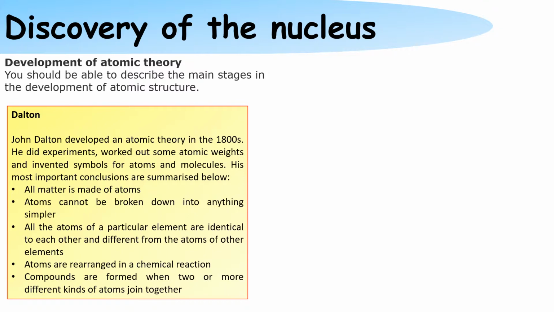Atoms are rearranged in a chemical reaction, and compounds are formed when two or more different kinds of atoms join together.